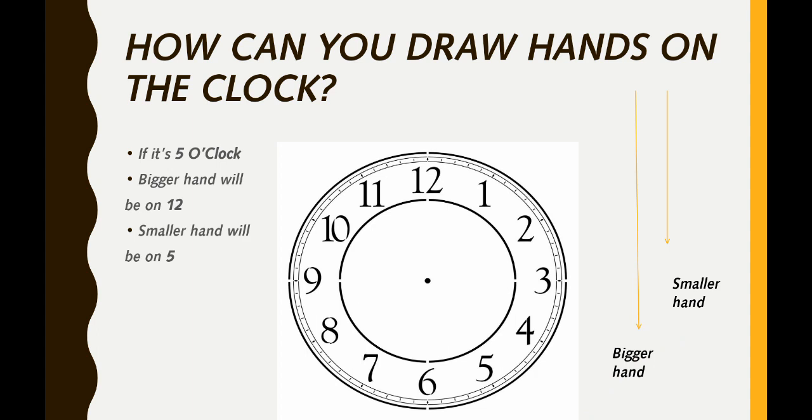And here we are going to draw the hands, the bigger hand and the shorter hand. So, there's a clock and I'm going to tell you the time. If I say the time is 5 o'clock, how will you draw the hands? Correct. If the time is 5 o'clock, we will draw two hands, bigger hand and the shorter hand. The bigger hand will be on number 12 and the smaller hand will be on number 5.